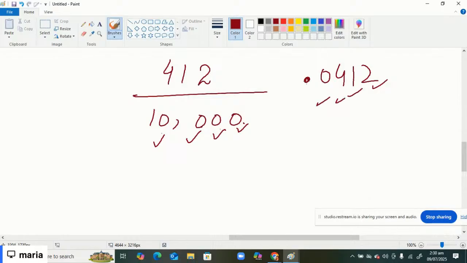After that, you are going to put the point. If you want to put 0 here, it's all up to you. Otherwise, you just put it as point 0, 4, 1, 2. Very well done, everyone.